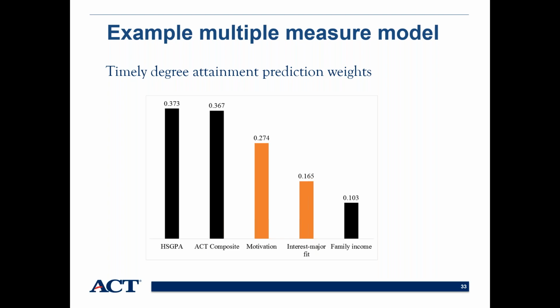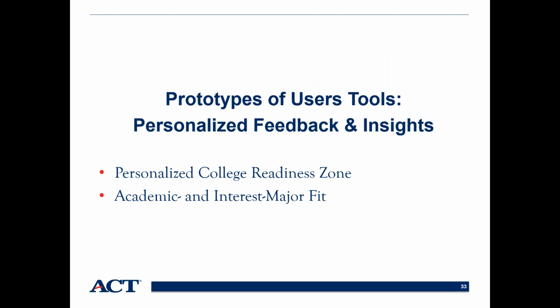So all of the alternative or non-traditional measures we've talked about today can be included in multiple measure models. Here, for example, we've summarized the prediction weights for explaining timely degree attainment using the traditional predictors, high school GPA and ACT composite score, and 2 of the non-traditional measures we discussed today, a measure of motivation from the ACT Engage assessment that Krista talked about, and interest major fit. The rigor index was not included in this analysis because this particular study was conducted before the rigor index was developed.